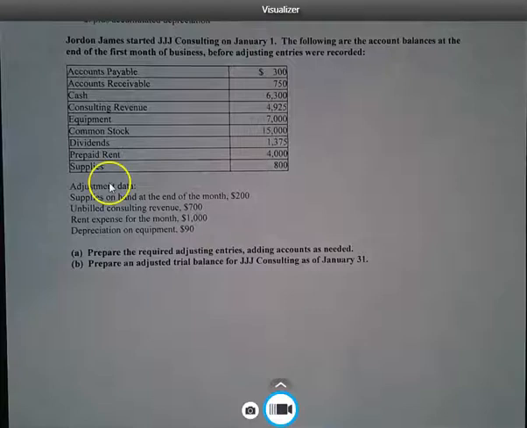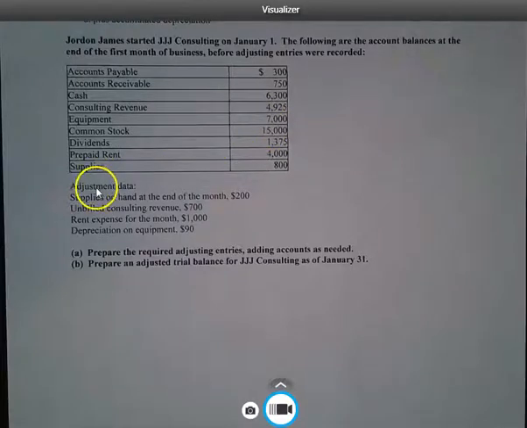Okay, so JJJ Consulting started business on January the 1st. The following are the account balances at the end of the first month of business before adjusting entries were recorded. So these balances here will constitute the unadjusted trial balance. That's what we're looking at here. We looked at unadjusted trial balances in the previous chapter.